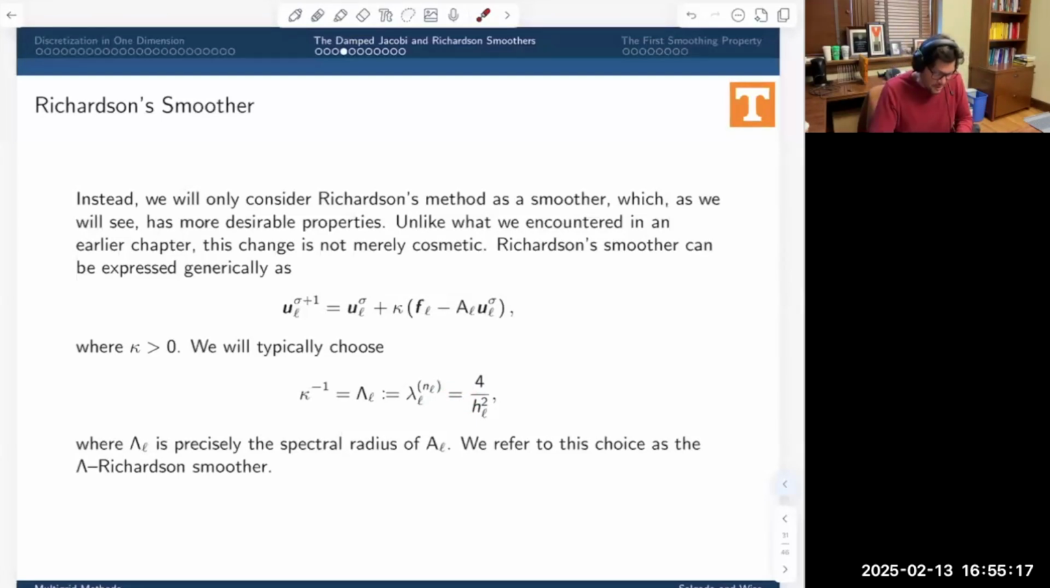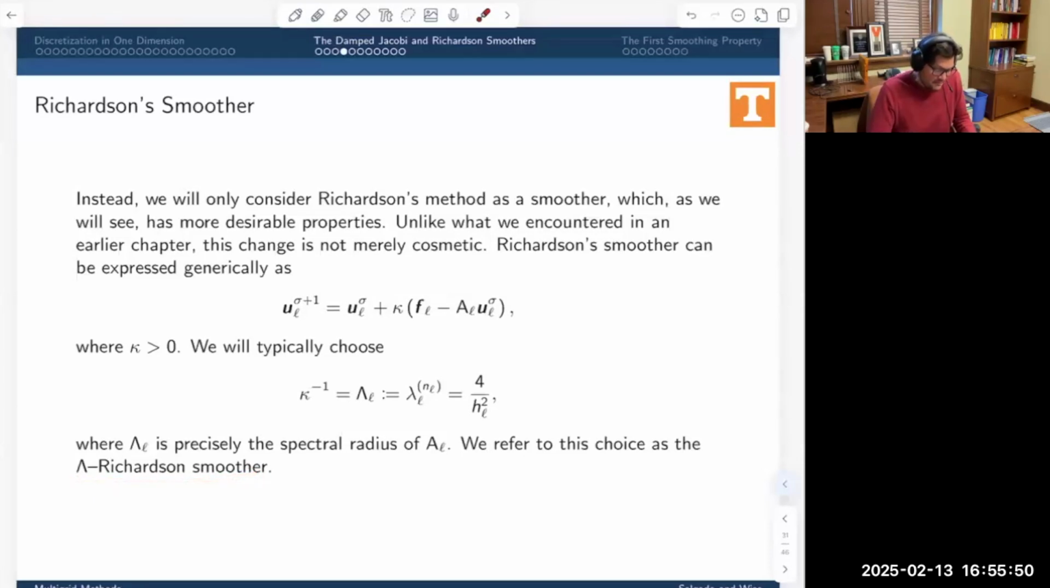This choice where we replace this with lambda, the reciprocal of lambda L, or K the reciprocal of kappa is equal to lambda L. That means we're going to be multiplying by 1 over lambda L here. Sorry, 1 over lambda L. I keep screwing that up. Now lambda L is that, and so basically we're multiplying by HL squared over 4. That's what we call the lambda Richardson smoother.